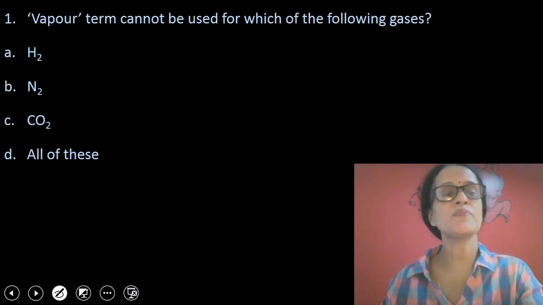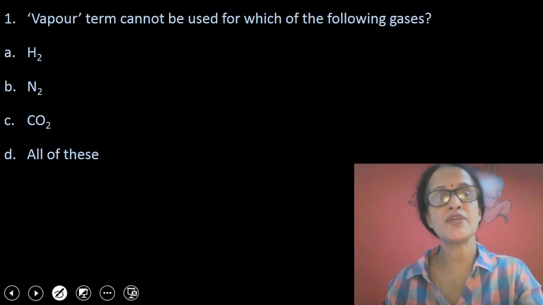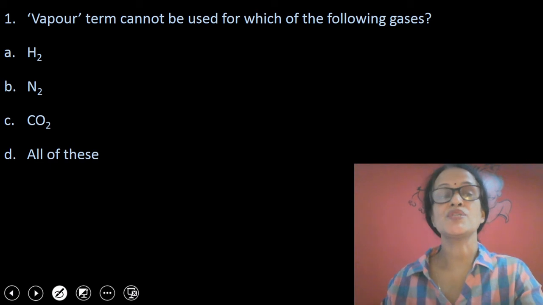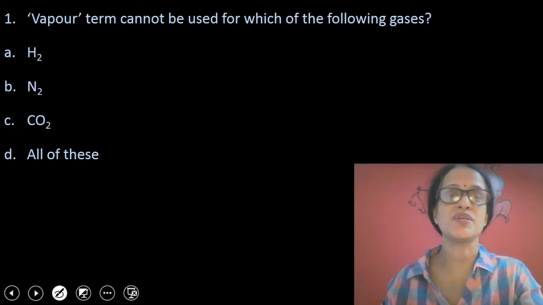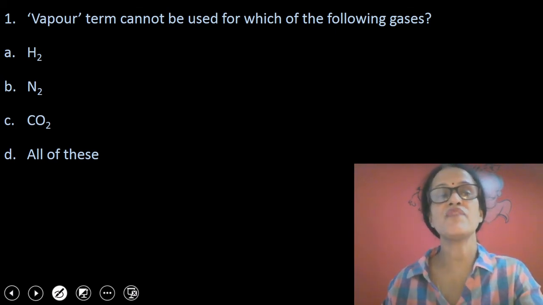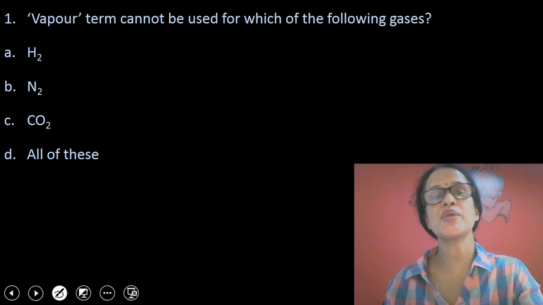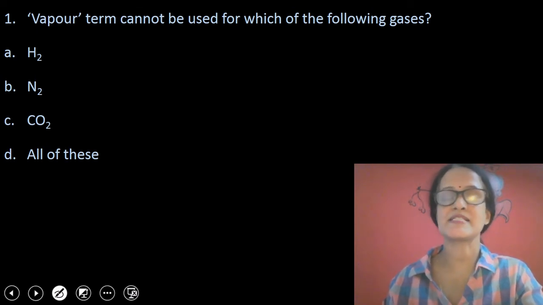So three options are given here. First is hydrogen, second is nitrogen N2, and the third is carbon dioxide, which is CO2. So you know that hydrogen, nitrogen and carbon dioxide all exist in gaseous state at room temperature. So we cannot use term vapors for these gases. Correct option will be D. All of these means you cannot use the term vapor for any of the gas.